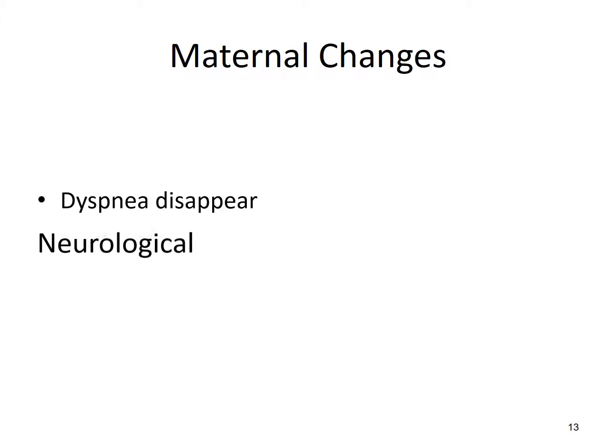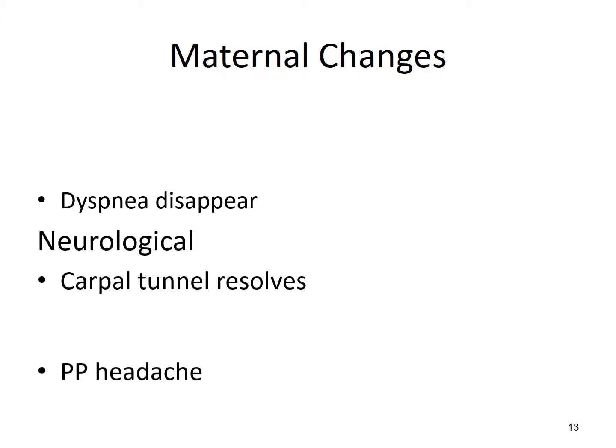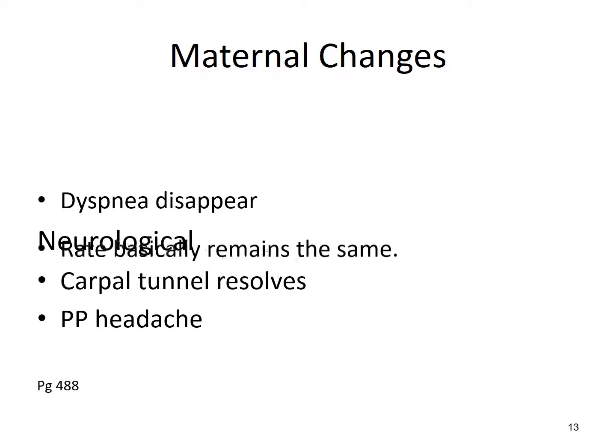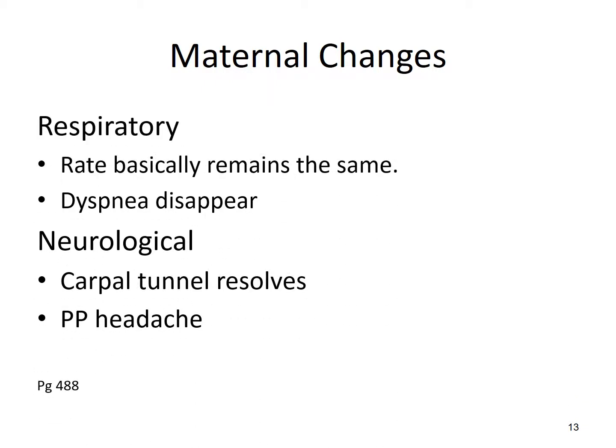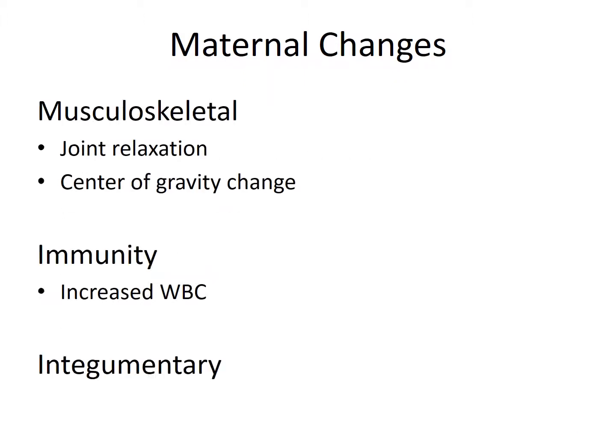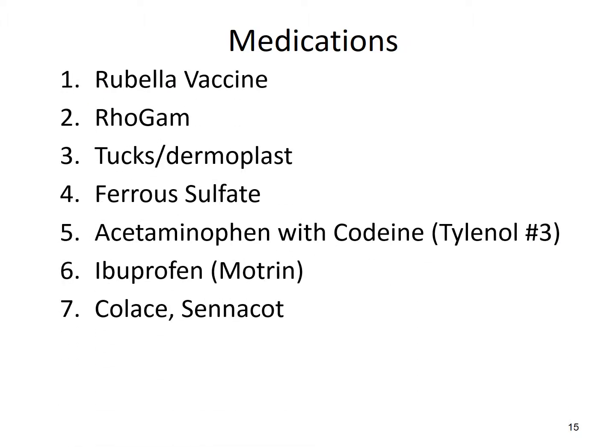Okay, let's talk a little bit about maternal changes with regard to respirations and neurological involvement. A couple of things that we see here. After birth, there is a decrease in intra-abdominal pressure and the diaphragm drops, making respirations easier. Cardiac axis is restored. Neurological issues such as carpal tunnel and headache caused by preeclampsia are now resolved. Medications are often given in the postpartum period.